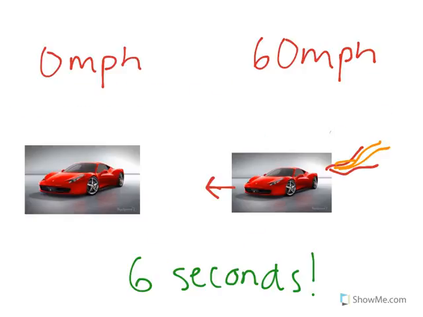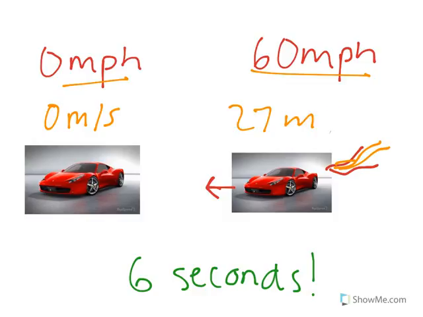So what about that Ferrari? Let's calculate its acceleration. It starts at rest, 0 miles per hour, and ends up moving at 60 miles per hour. Let's put this into more familiar units, well, at least in terms of physics. 0 miles per hour, of course, is 0 meters per second. And as it turns out, 60 miles per hour is about 27 meters per second. All this change in velocity has to occur in only 6 seconds.